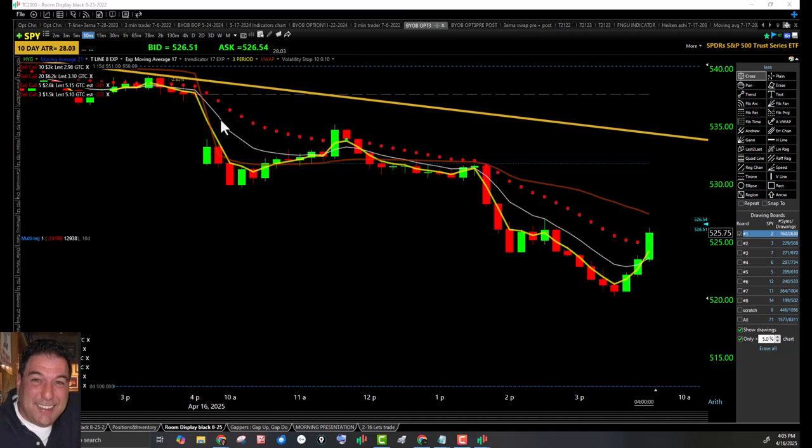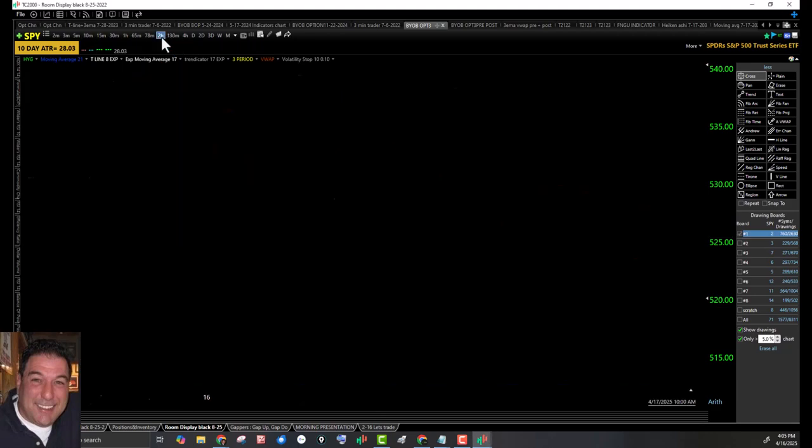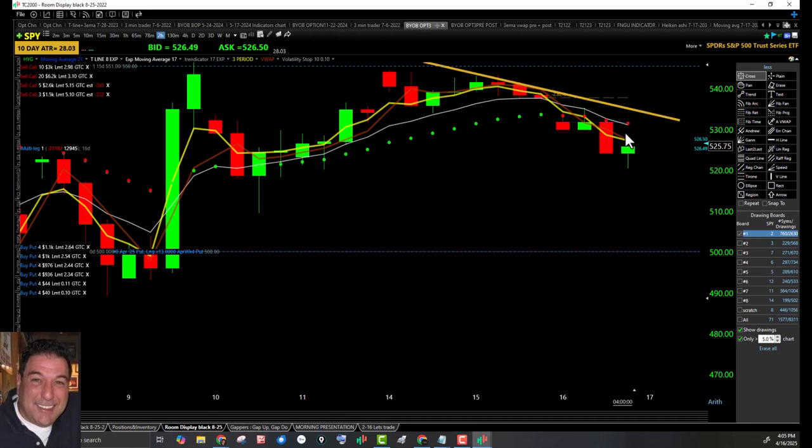Got a 10-minute uptrend coming into the close. Let's take a look at the 2-hour chart. We have a 2-hour downtrend. See the 3 EMA, the yellow line, crossed under. See the green dots? They're no longer going up. They're coming down, so now they turned red. Price is underneath it. So we got a 2-hour downtrend coming into the close.